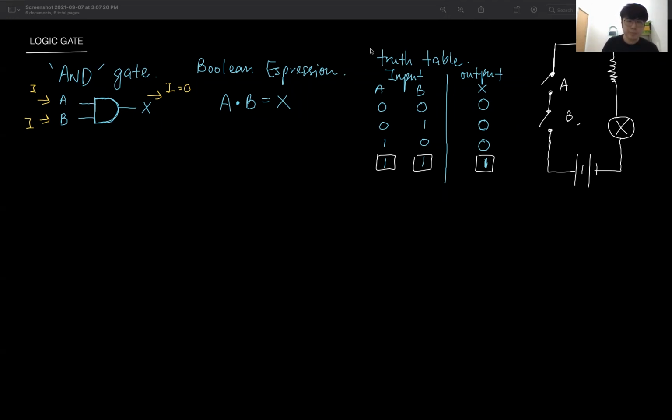Okay, let's go to the next one. The next one is the OR gate. Now, the OR gate looks like a rocket. This is curved and like this. Here we have our two inputs, A, B. Then we have this output X.